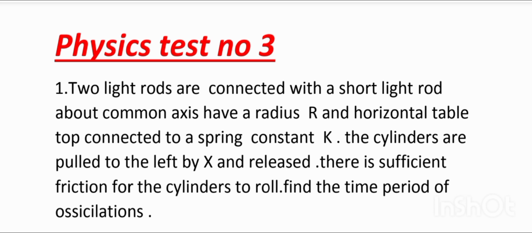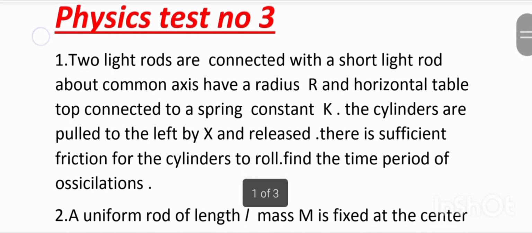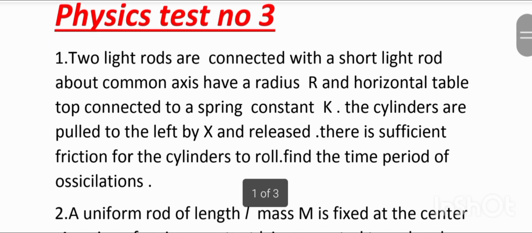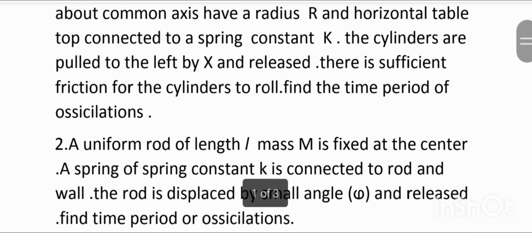So let's start the test. The question number 1 is, two light rods are connected with a short light rod about common axis, have a radius r and horizontal table top connected to a spring constant k. The cylinders are pulled to the left by X and released. There is sufficient friction for the cylinders to roll. Find the time period of oscillations.